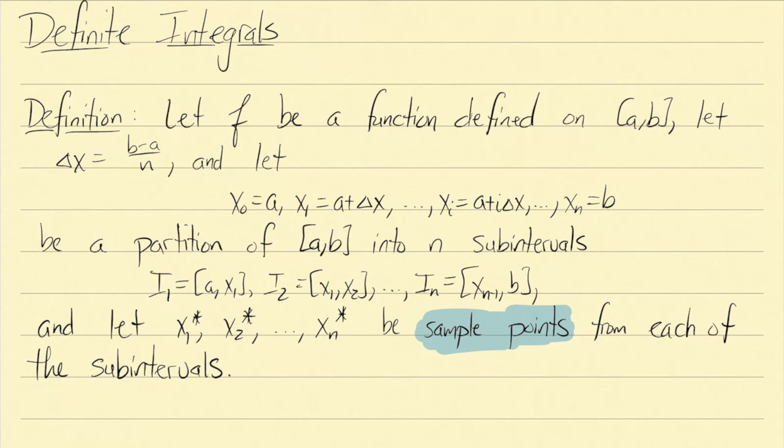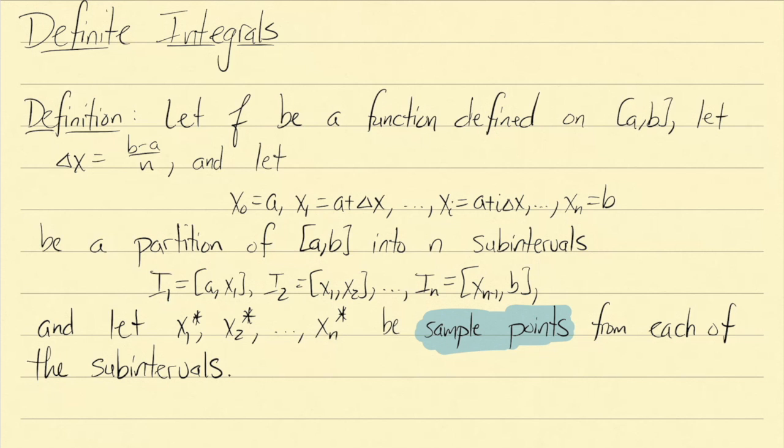We're going to create a partition into n pieces. Each piece has size (b minus a) over n, which we call delta x. Our partition consists of the points x0, which is a, x1, which is a plus delta x, xi, in general, is a plus i times delta x, and ends with xn, which is a plus n times delta x, which is just b.